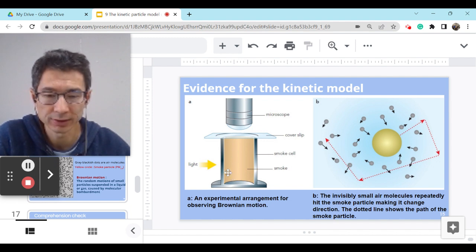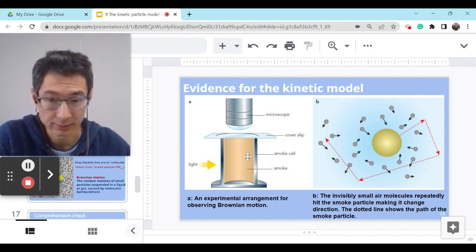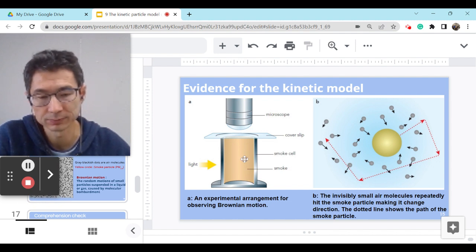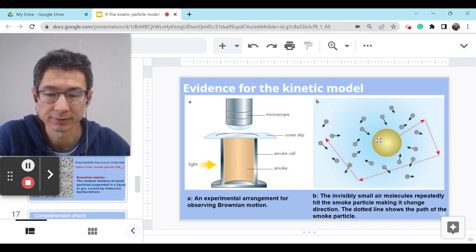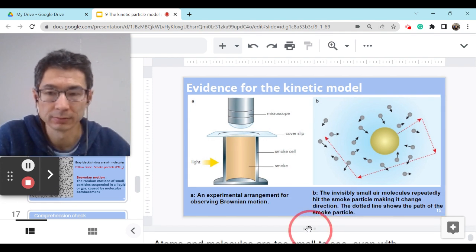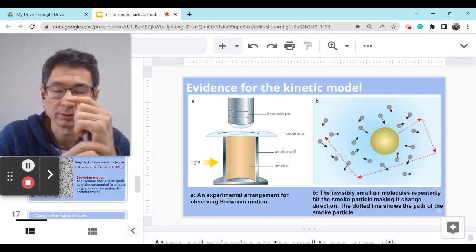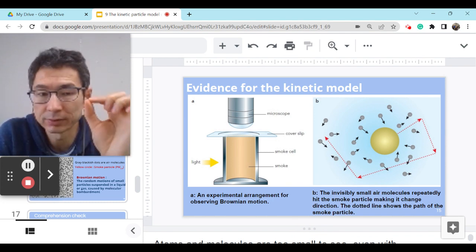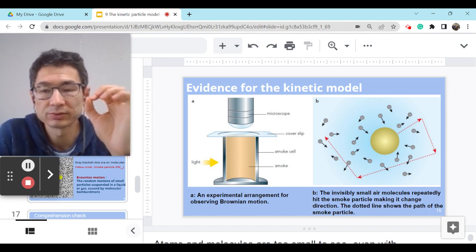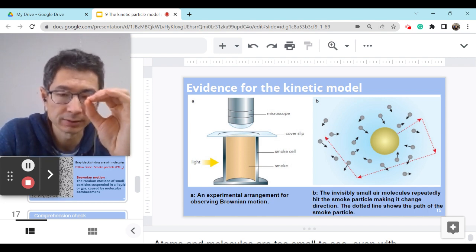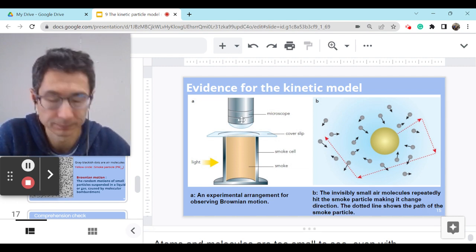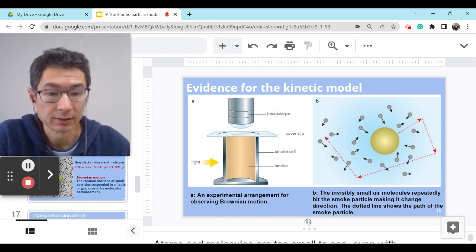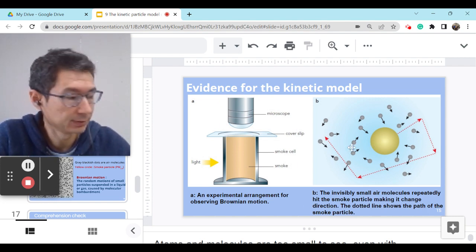We can put smoke in a container under the light. This is not a vacuum, there is air here already. We just put smoke here, and we can observe the motion of the smoke particles. As I said, this is PM 2.5 or PM 10. Compared to air molecules, oxygen and nitrogen, smoke particles are very big, so they can be observed under the microscope. So this is the microscope objective.